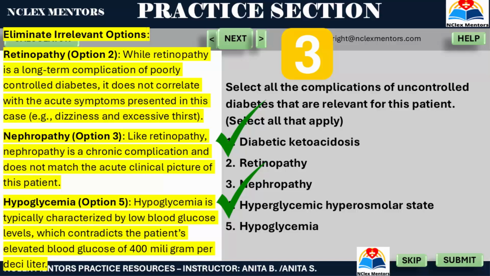Third, eliminate irrelevant options. Retinopathy, option 2. While retinopathy is a long-term complication of poorly controlled diabetes, it does not correlate with the acute symptoms presented in this case, dizziness and excessive thirst. Nephropathy, option 3. Like retinopathy, nephropathy is a chronic complication and does not match the acute clinical picture of this patient. Hypoglycemia, option 5. Hypoglycemia is typically characterized by low blood glucose levels, which contradicts the patient's elevated blood glucose of 400 mg per deciliter.